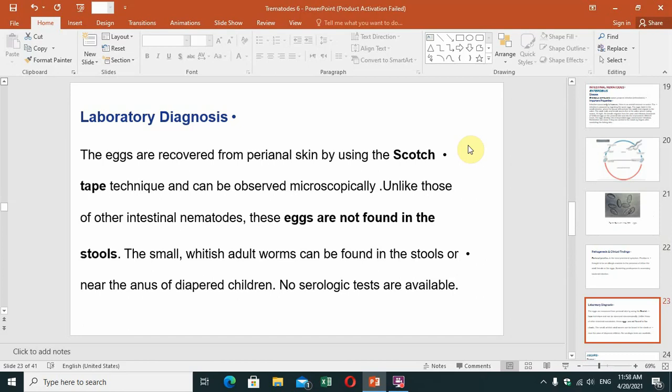The small whitish adult worm can be found in the stool or near the anus of infected children. No serological tests are available.